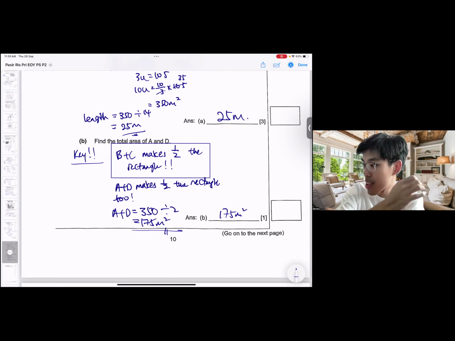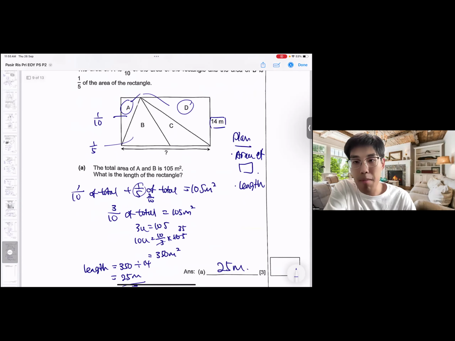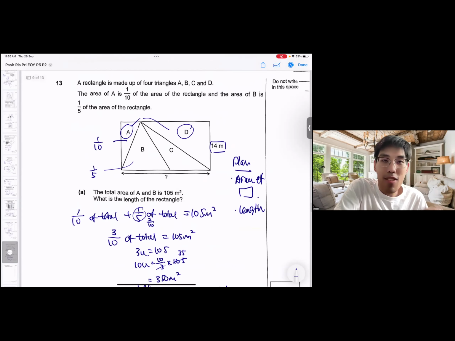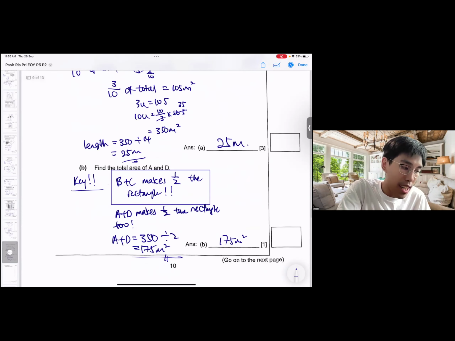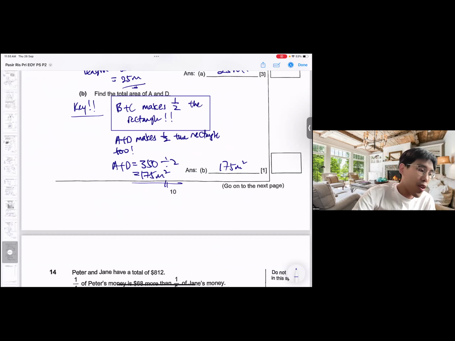Can? So actually A plus D is just half of the whole rectangle, because B plus C when combined together makes up half. Important. Okay, if you really need to, stop and pause this video and go and observe the diagram, please do so. And then go back to my working here. Can? Okay, I'll move on already.